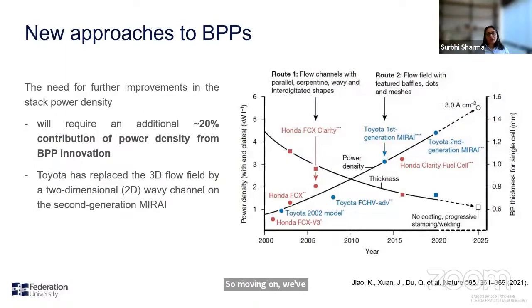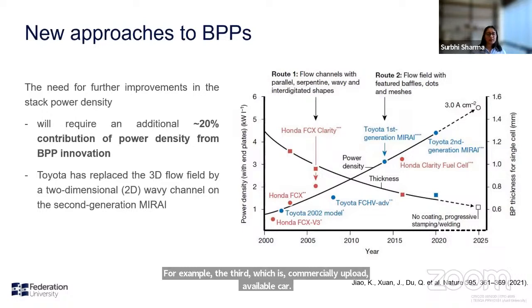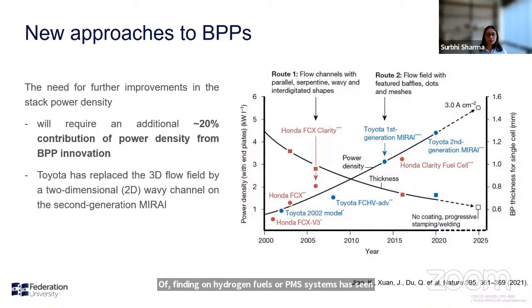So moving on, we've discussed the different components that feed into the hydrogen fuel PEMFC system. And all of these have their own specific requirements. Bipolar plates in specific are an important component because of the bulk and the weight that they add. And it has been speculated in literature that for further improvements in stack power density, there is contribution required from bipolar plates as well for achieving higher power density through innovation in the bipolar plate structures. For example, the Toyota Mirai, which is a commercially available car running on hydrogen fuel cells or PEMFC systems, has seen significant modifications in their bipolar plate dimension structures.